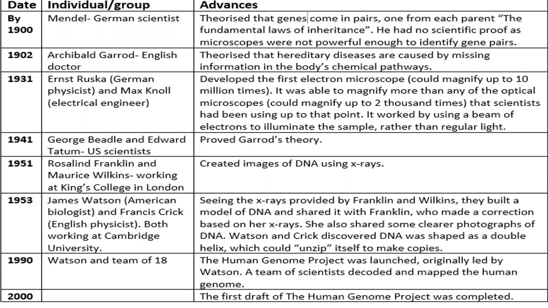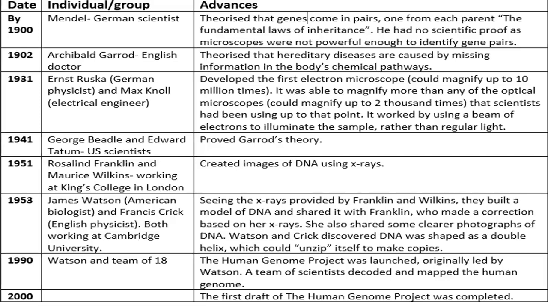Now, the next thing is Archibald Garrod. Archibald Garrod was an English doctor. In 1902, he said that hereditary diseases were caused by information that was missing in the body's chemical pathways. Again, this was a theory, but it was a way of trying to work out why hereditary conditions were caused. Both Mendel and Garrod were theories that would be able to be developed because of what happened in 1931.